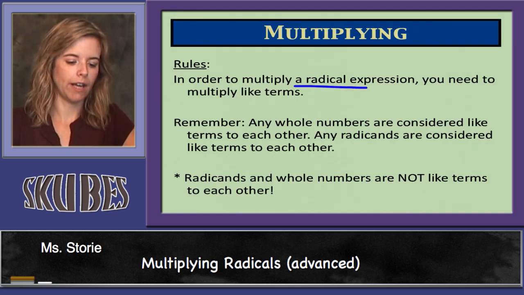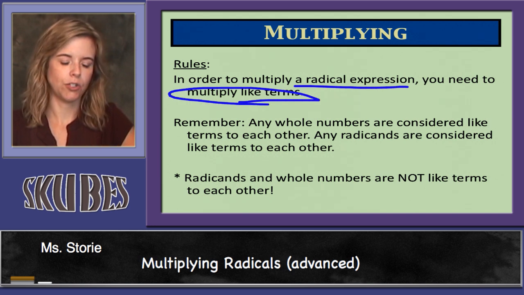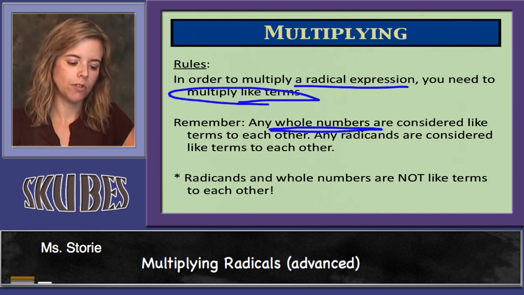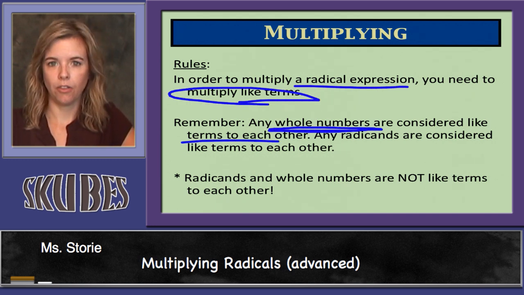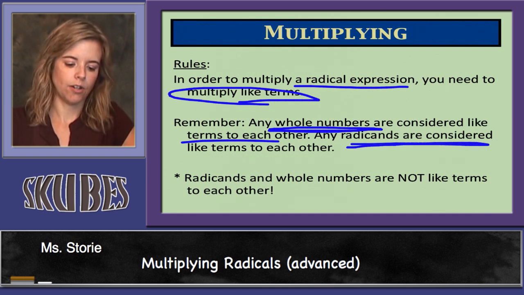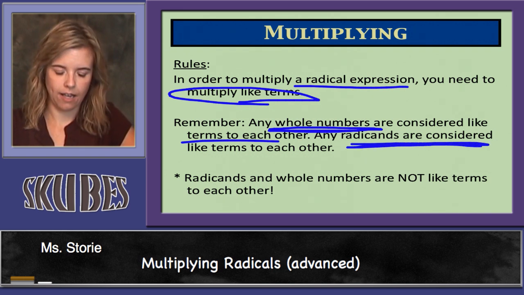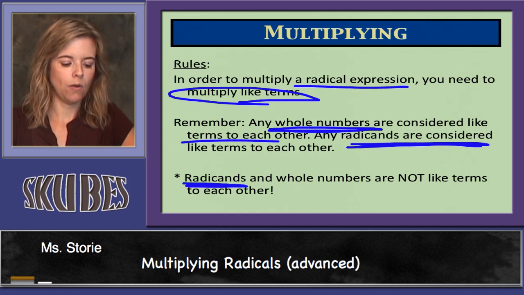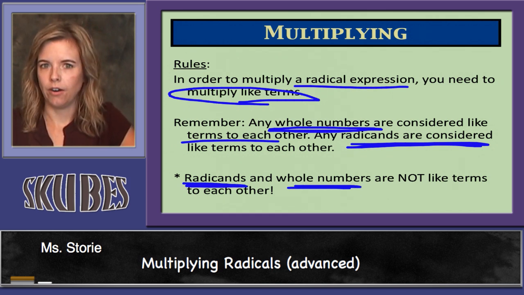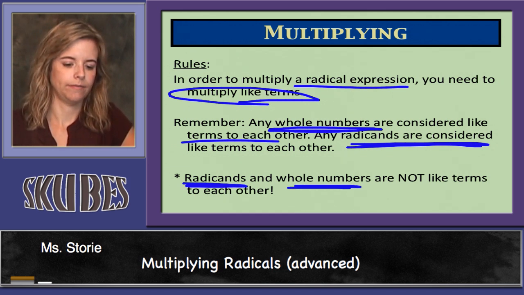In order to multiply a radical expression, you need to multiply like terms. Remember, any whole numbers are considered to be like terms to other whole numbers, and any radicands are considered to be like terms to other radicands. You can't take a radicand, though, and multiply it by a whole number. They're not considered like terms.